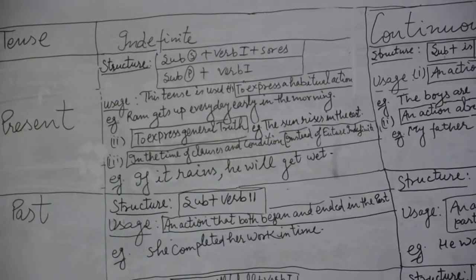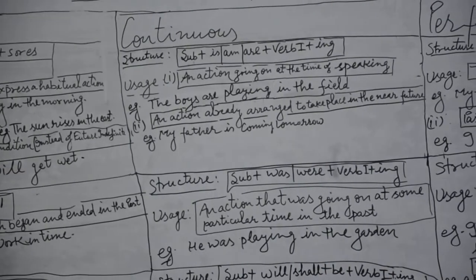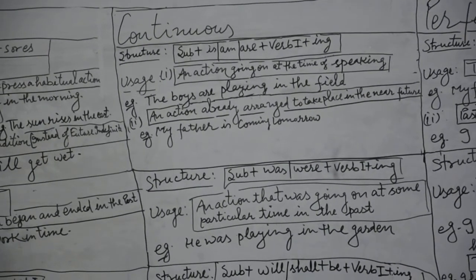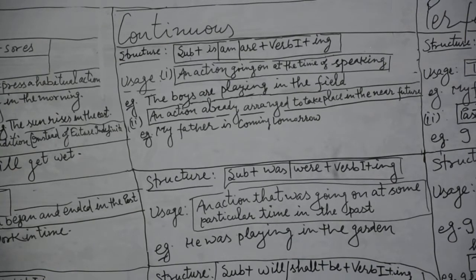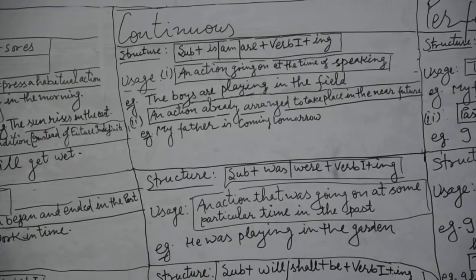So now we come to continuous, present continuous. What is the structure of present continuous? In present continuous, the subject is followed by is, am, are, and the verb's first form with ing. The ing form is used with the first form of a verb. What is the basic structure of the present continuous tense? With the subject we use the ing form of the verb's first form.